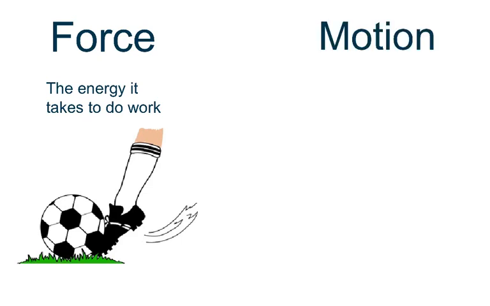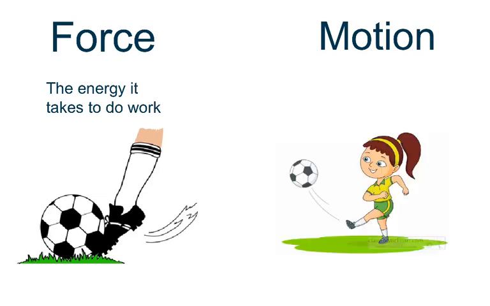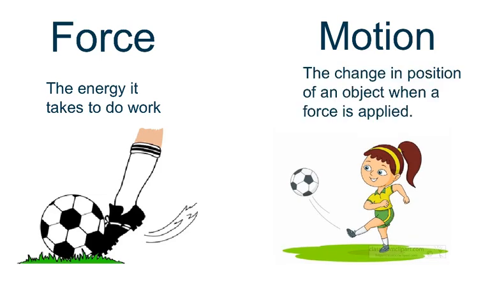Now I want you to think about what you know about the word motion. Which part of my picture is showing motion? The soccer ball is showing motion because it's moving from one place to another. The definition of motion is the change in position of an object whenever a force is applied. The soccer ball is showing motion because it changed positions, meaning it started on the ground and now it's up in the air, and a force was applied, the force being the foot that's kicking the soccer ball. So since it moved when a force was applied when the foot kicked the ball, it's showing motion.